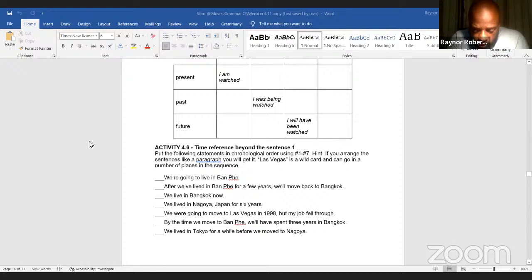Number four. We're going to live in Banhi. No, okay, before you go there. So before we go to Banhi, we live in Bangkok now. Yes, we live in Bangkok now. Now go to, we're going to live in Banhi. And then by the time we move to Banhi, we'll have spent 3 years in Bangkok. And then seven would be after we live in Pohnpei for a few years, we move back to Bangkok. Oh, yeah. Good. Most people don't get that.